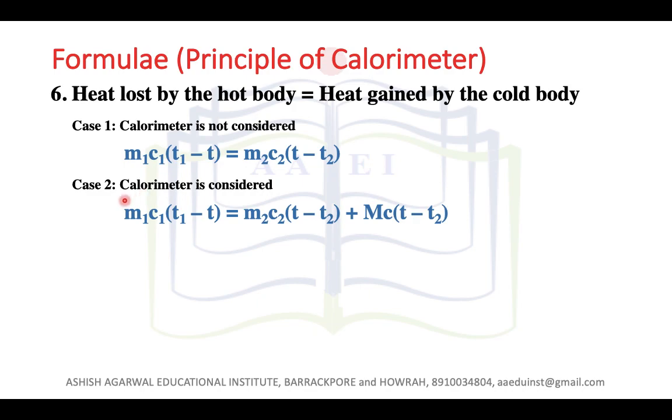Okay, and in the second case, what we have is the calorimeter considered. In the first case, what we have seen, we have not considered the vessel or the calorimeter which was used. In the second case, we are using the calorimeter. So what is the difference between the first and the second equation? We just have an additional term on the right hand side. This being the additional term when the calorimeter is considered. What does it stand for? We'll see the denotation now.